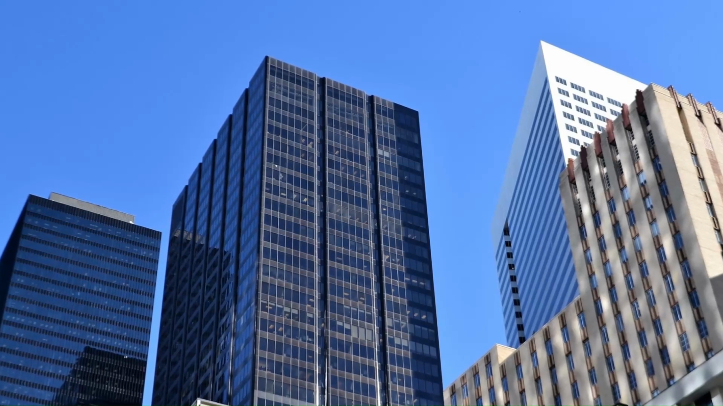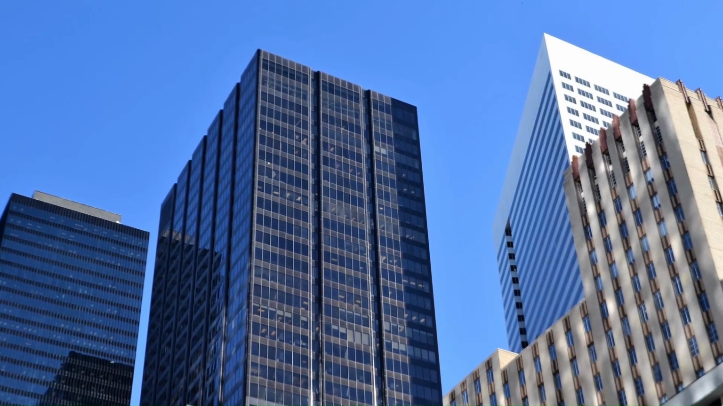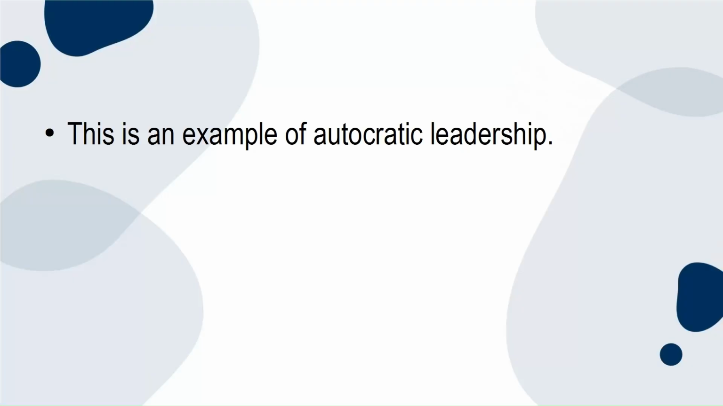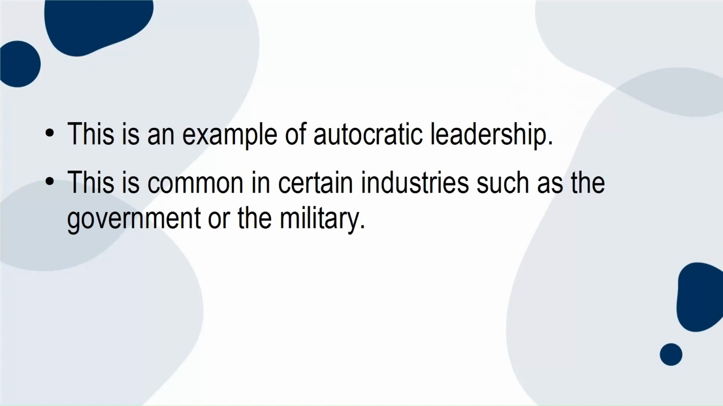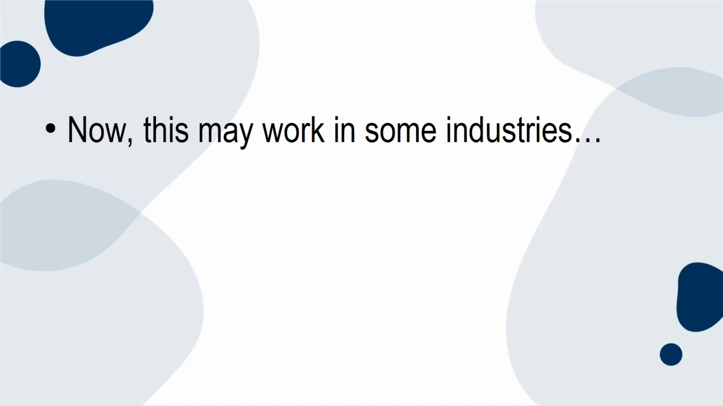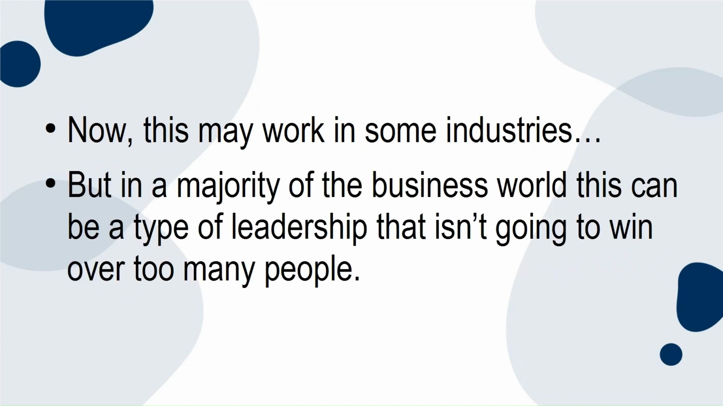Next, let's say you make the decision and terminate remote work. Everyone is back at the office. And that decision is final and no one gets a say on the matter. This is an example of autocratic leadership. This is common in certain industries such as the government or the military. You either follow those orders or you will be punished. Now, this may work in some industries, but in a majority of the business world, this can be a type of leadership that isn't going to win over too many people.